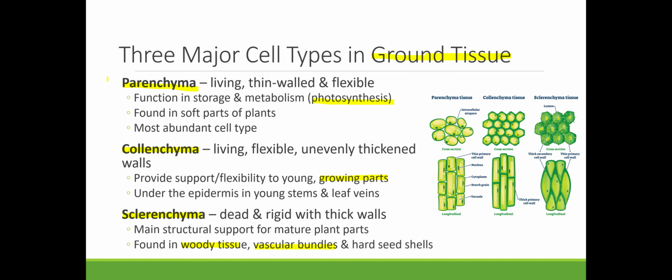So just remember that parenchyma needs to be connected to photosynthesis, collenchyma needs to be connected to growing, and sclerenchyma needs to be connected to mature old plant parts.